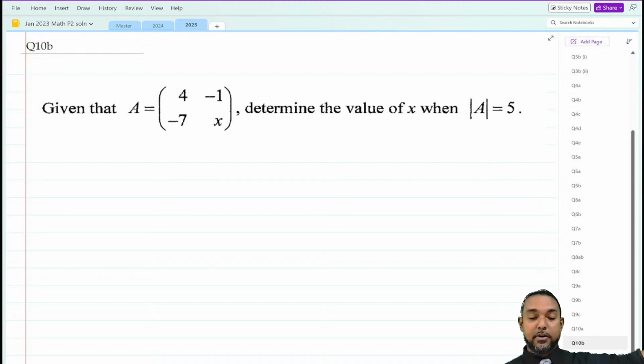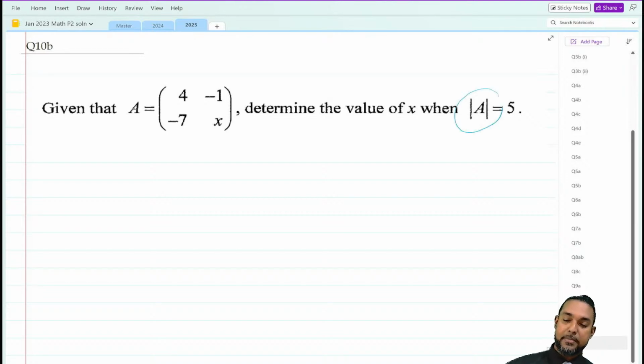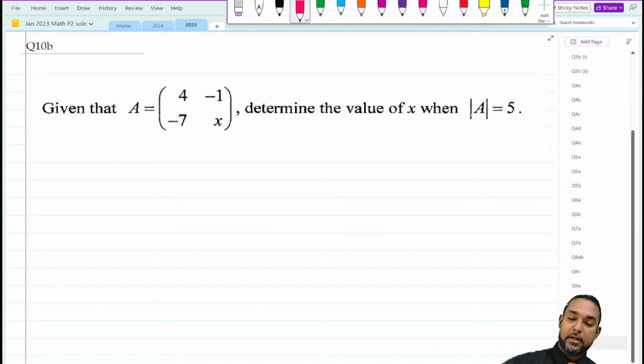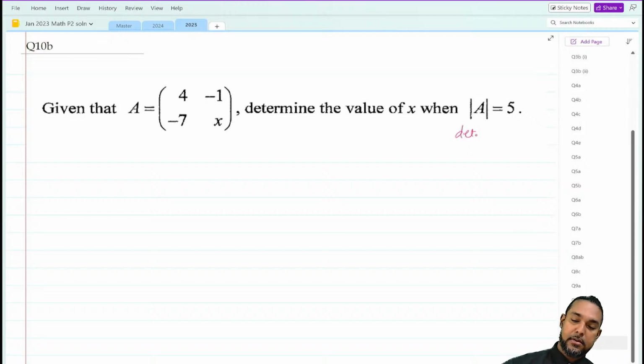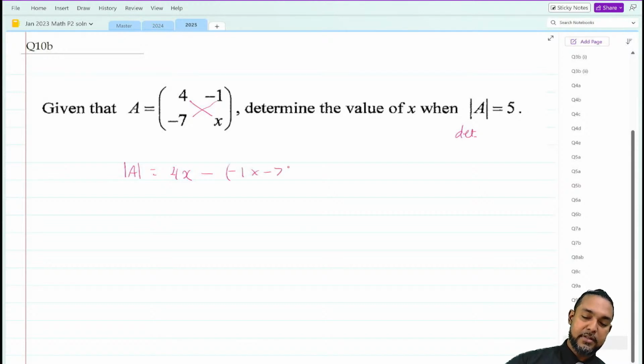Given that A is the matrix [4, -1; -7, x], determine the value of x when the determinant of A is 5. So what does this thing mean here? That is the determinant of A. Now, how do we find the determinant of a 2 by 2 matrix? You multiply 4 by x, you multiply minus 1 by minus 7, and then you subtract, right? So the determinant of A is equal to 4 by x minus 1 by minus 7. And it told us that is equal to 5.